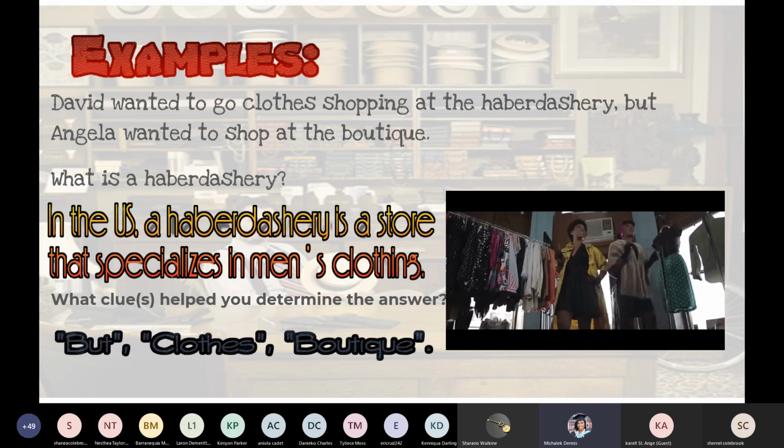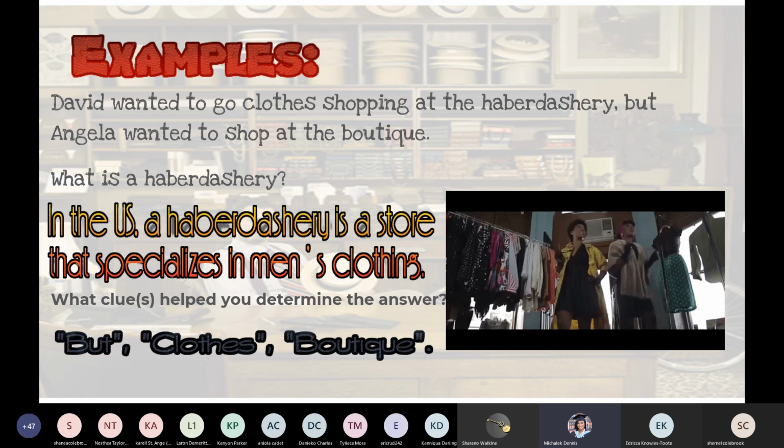Okay, so example. David wanted to go clothes shopping at the haberdashery, but Angela wanted to shop at the boutique. Can someone tell me what haberdashery is? What do you think haberdashery means, based on how it's used in the sentence? I'm going to read the sentence again. Debriana says men's. Denisha says a thrift store. Aaliyah says the haberdashery is for men's clothing.